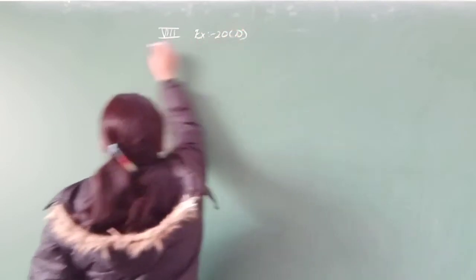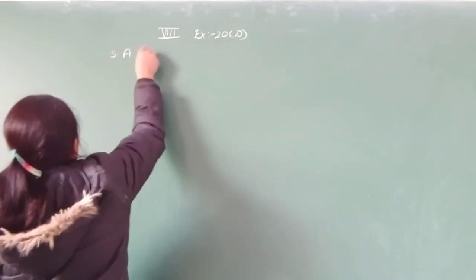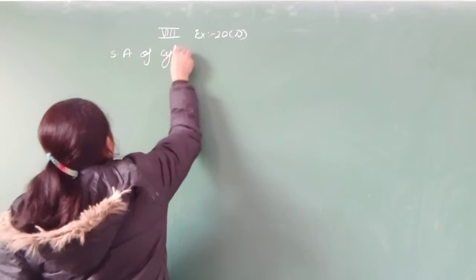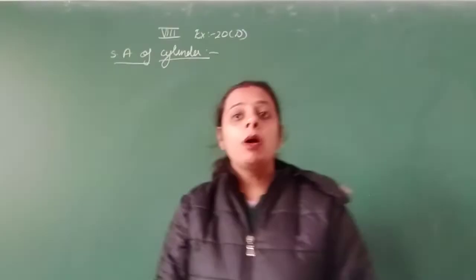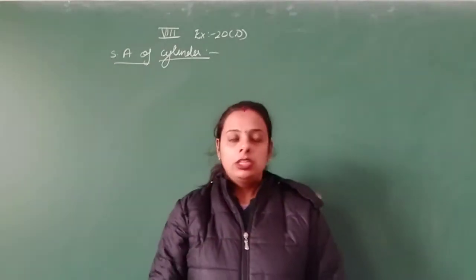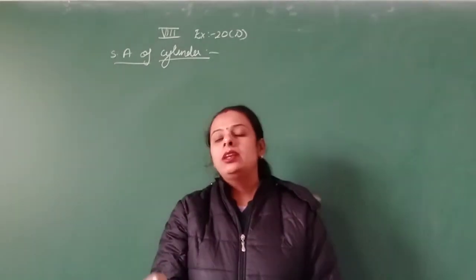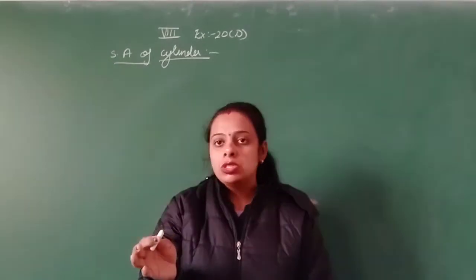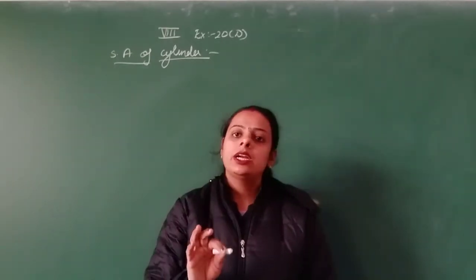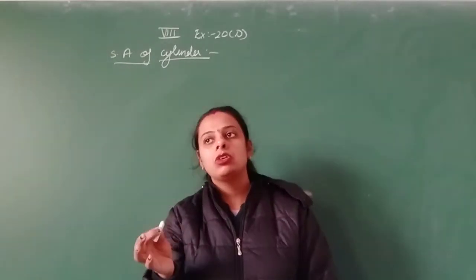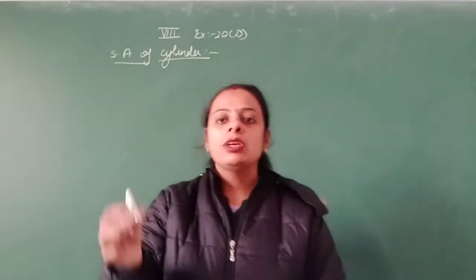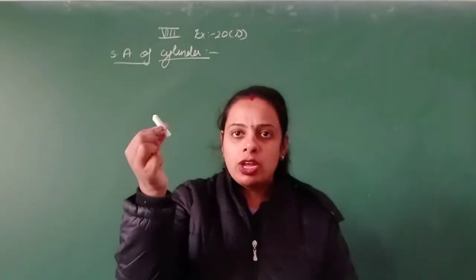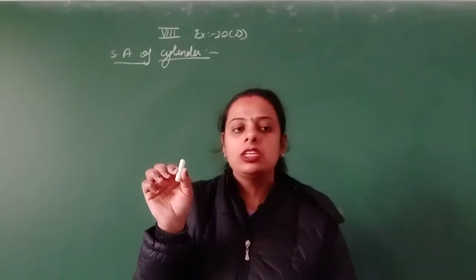Exercise 20, which is related to the surface area of a cylinder. Firstly, you should know what a cylinder is. In your home, the glass you are using for drinking water is in a cylindrical shape. There are a lot of bottles in cylindrical shape. I have the chalk here, that is also in a cylindrical shape.